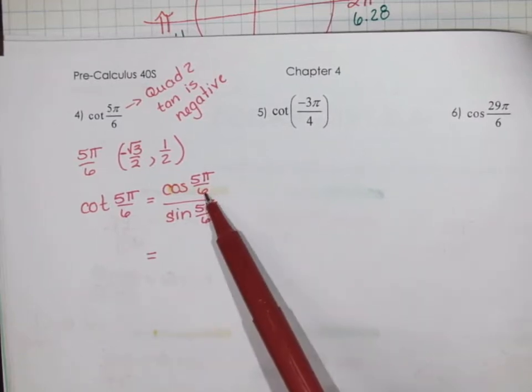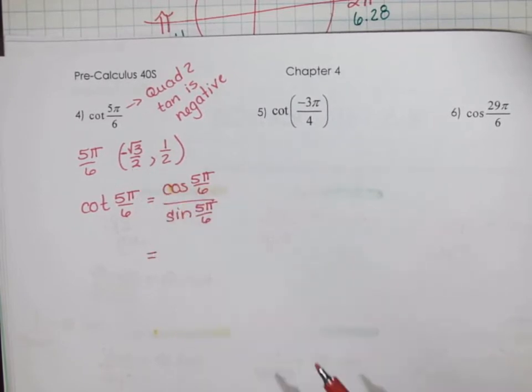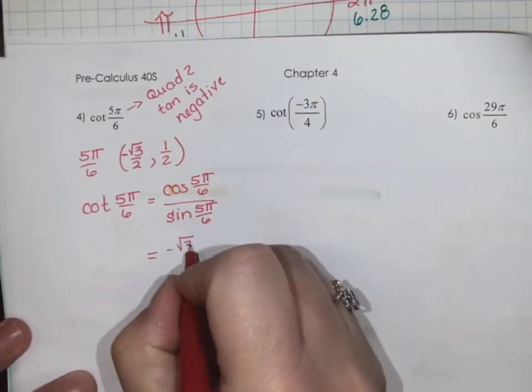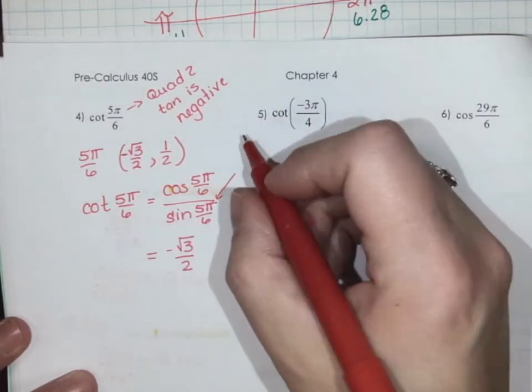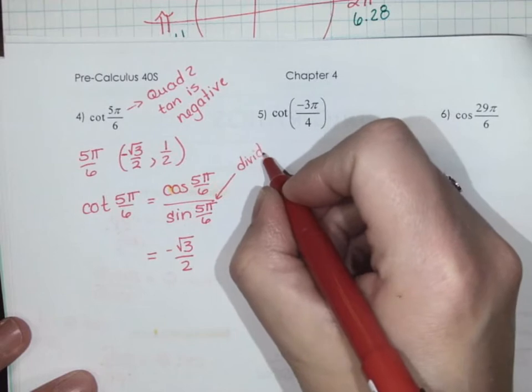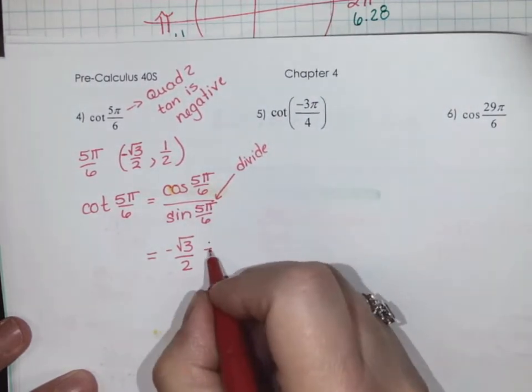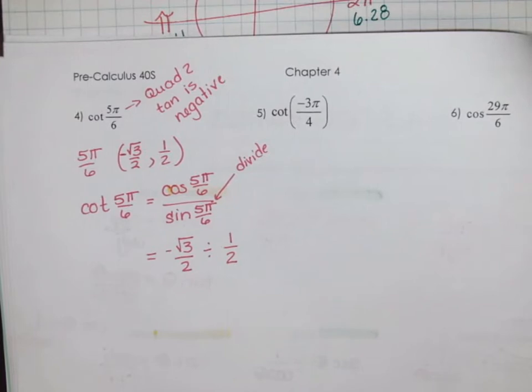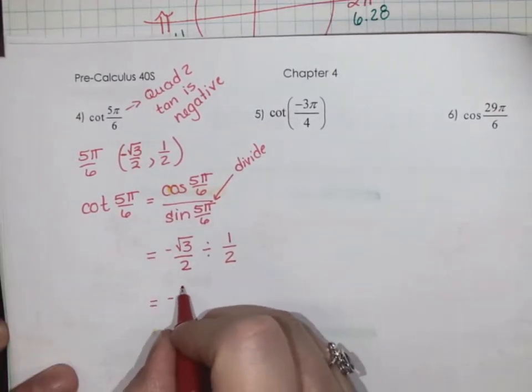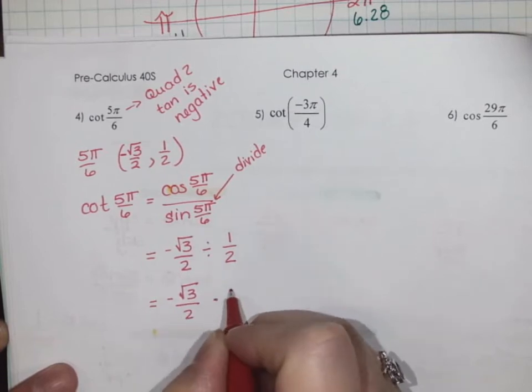So what is cosine of 5 pi over 6? Negative root 3 over 2. Now what does this symbol mean? It means divide. Okay, so I'm going to write it like this. Can you do this without a calculator? Yeah, maybe. Let's not rush it.